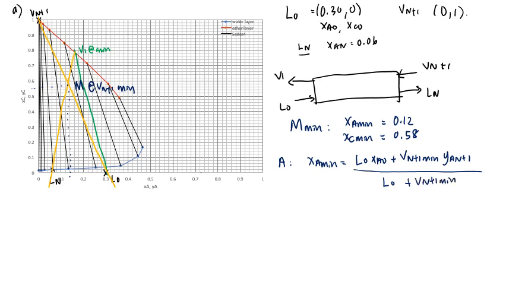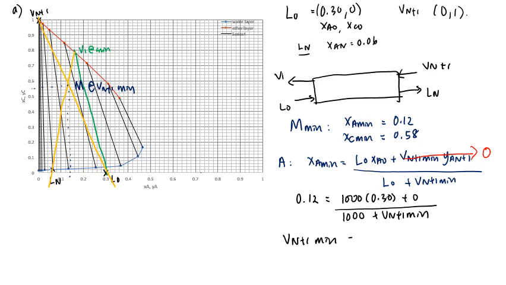So if I use component balance for component A, I can get XA min equals L naught XA naught plus Vn plus 1 minimum, this is the minimum solvent flow rate, times YA n plus 1, divided by L naught plus Vn plus 1 minimum. As the solvent is pure, there is no A in the solvent, so I can cancel out this term, equal to 0, because YA n plus 1 is 0. Then I can continue. So XA min is 0.12, equal to 1000 times 0.3 divided by 1000 plus Vn plus 1 min. So you can solve for Vn plus 1 min. So Vn plus 1 minimum in this case is equal to 1500 kg per hour.